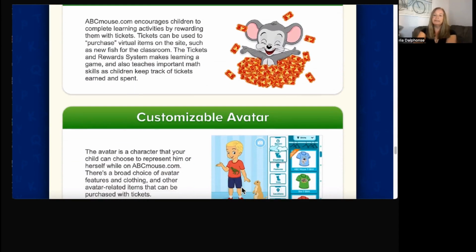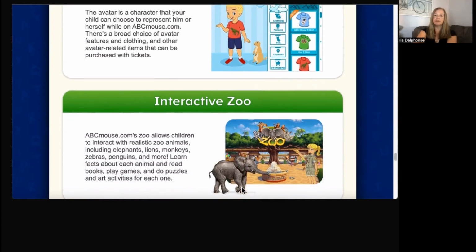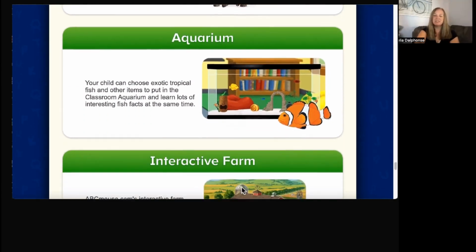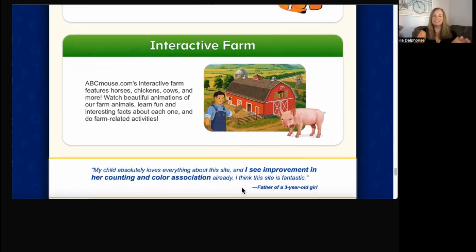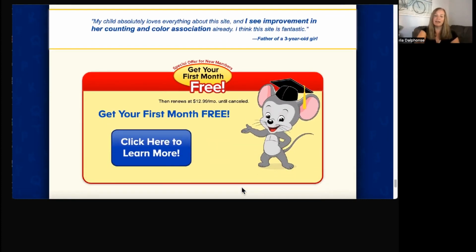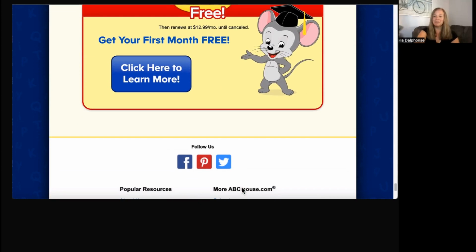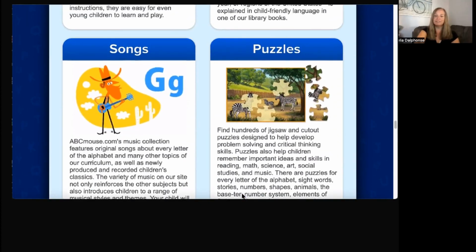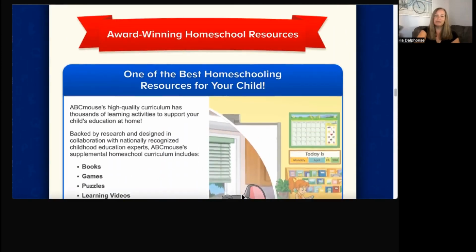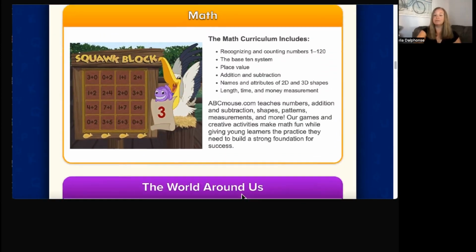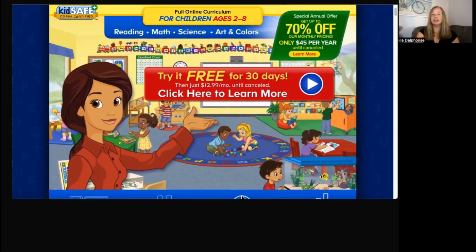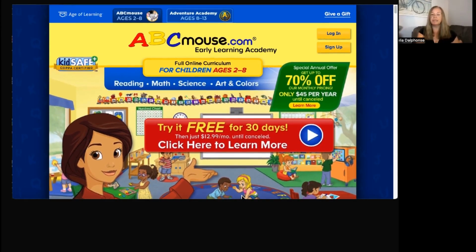It's all animated, and there are different games, books, songs, puzzles, and art activities that come with printables. And you can track the progress. There's a reinforcement system built in. The kids can customize an avatar. There's an interactive zoo, an aquarium, and an interactive farm. So there are a lot of ways that the app tries to pull in a child's interests in order to get them motivated to learn.